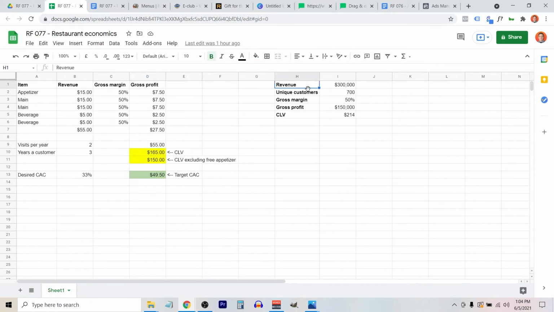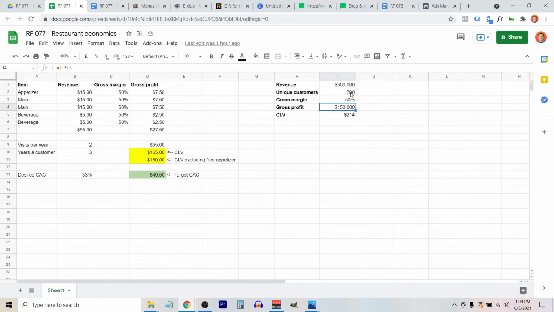So let's say you take a look at your revenue over the last year or maybe 2 years and it's $300,000. And then let's say you have 700 total unique customers over that time period. Some of those customers might have come once, some might be very loyal and come many times, but because we have a lot of data, 700 customers, this is going to be enough for us to gain some pretty statistically relevant averages. So the gross margin, again, is 50%, which means we're profiting $150,000 on this bit of business.